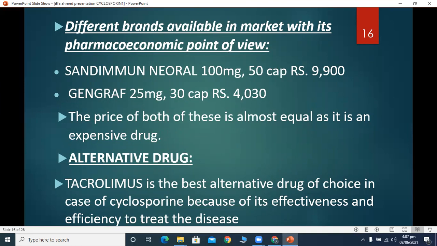Gengraf is 25 milligrams and has 30 capsules, and its price is 4,030 rupees. The prices of these are quite expensive because it is an expensive drug, but as compared to Sandimmune, Gengraf is cheaper. The alternative drug we should give is tacrolimus, which is the best alternative drug of choice in case of cyclosporine because of its effectiveness and efficiency to treat the disease.